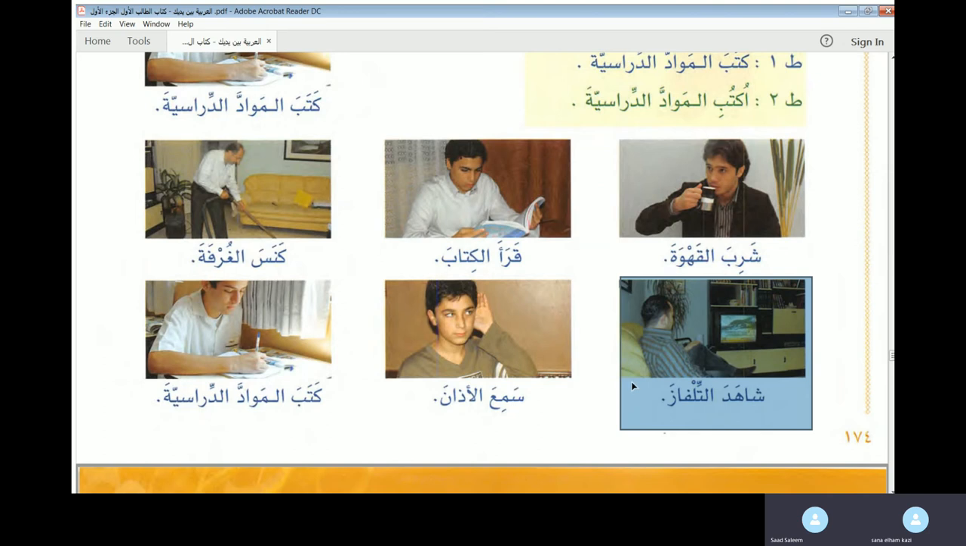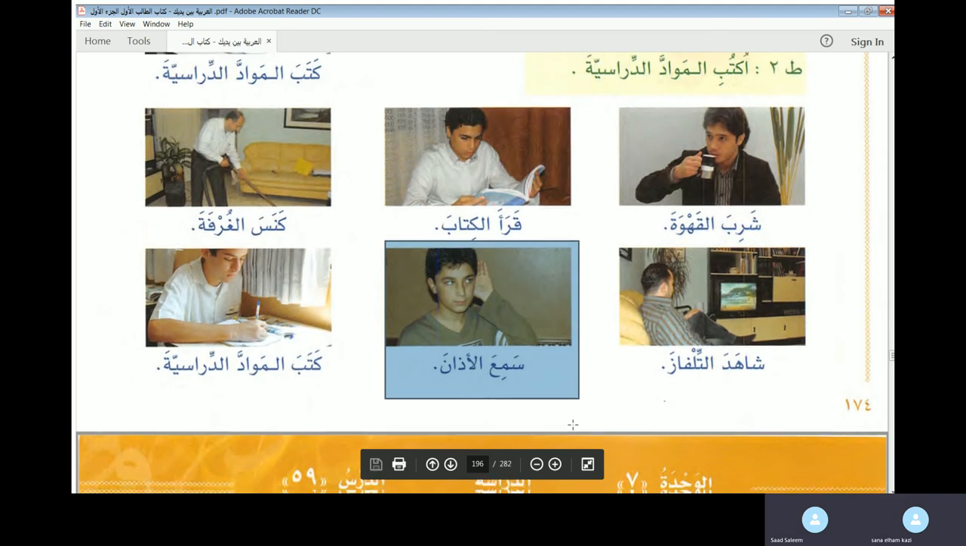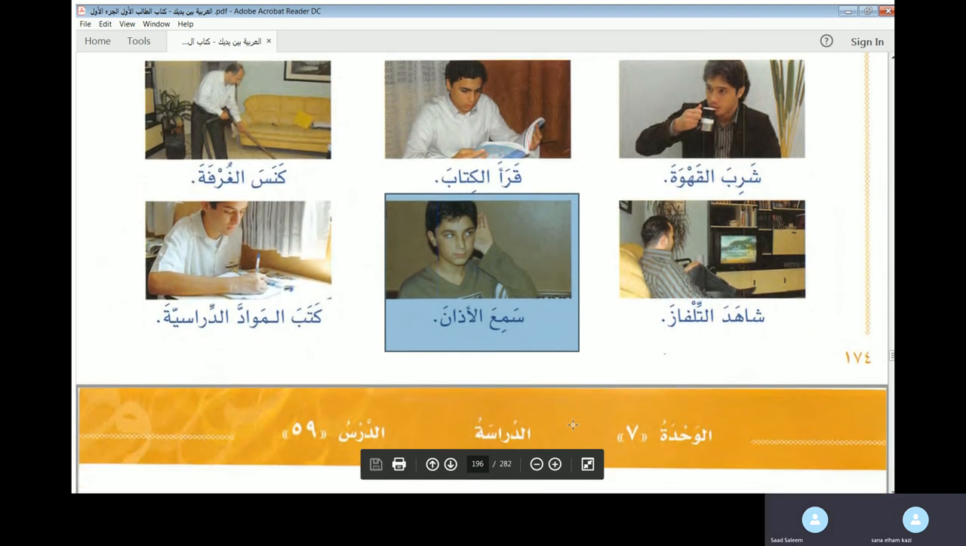It becomes qulu because instead of sukun, there is harakat. So you just continue. Sami'a al-azana, he listened to the azan. Yasma'u al-azana, he listens to the azan. Isma'il azana, listen to the azan.